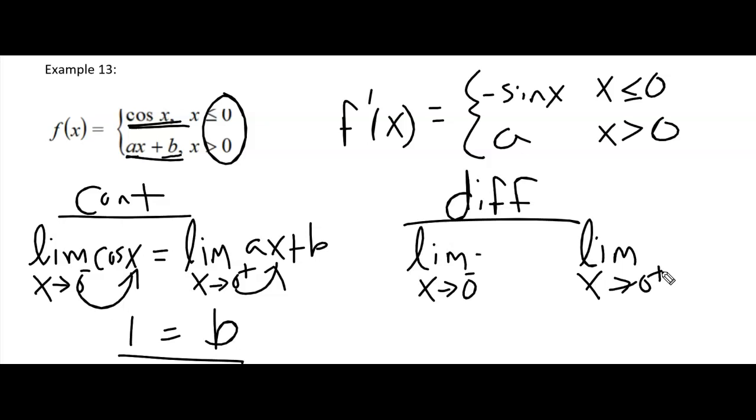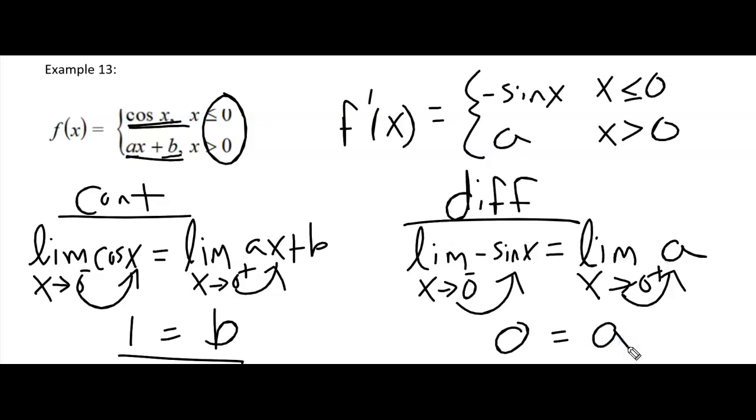Now if I'm approaching from the left, it's sine x. And if I'm approaching from the right, it's a. And in order for this to be differentiable, I want them to be the same on the left and right. So we do our direct substitution, and I get 0. And here, if you plug in 0 for x, well, there is no x. You just have a. So now I see that a is 0 and b is 1.